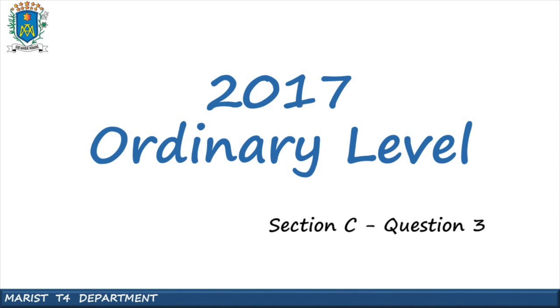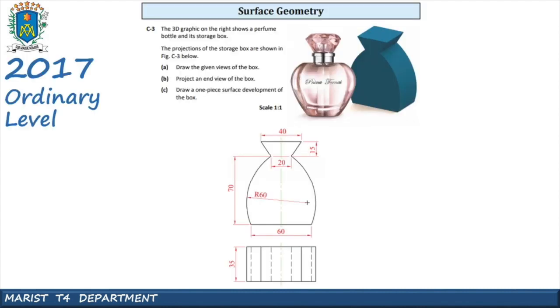Hi all, in this video we're going to look at the DCG Ordinary Level 2017 Surface Geometry question. So that's section C, question 3, and we can see from the question it's a perfume bottle, okay? So let's get started.